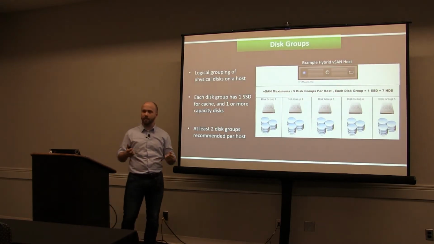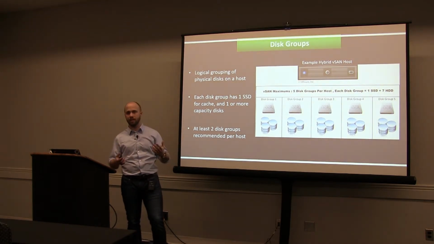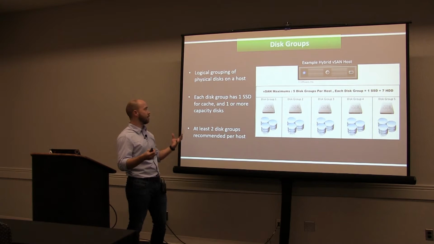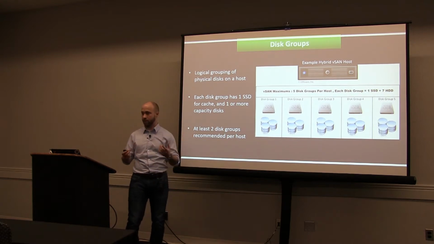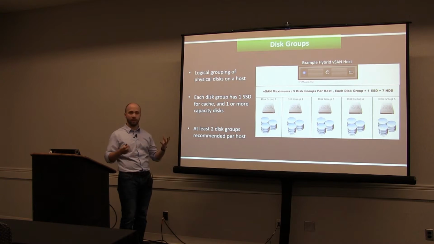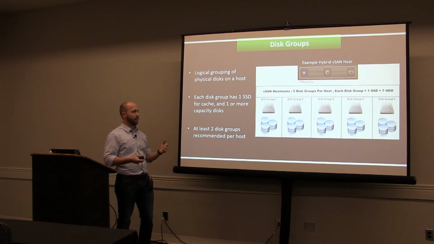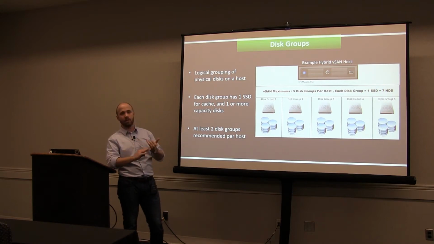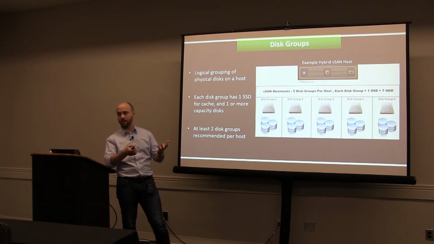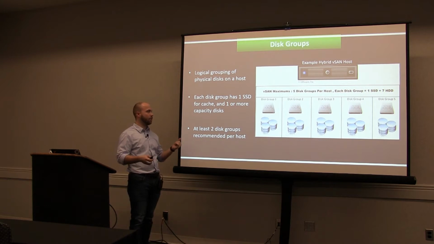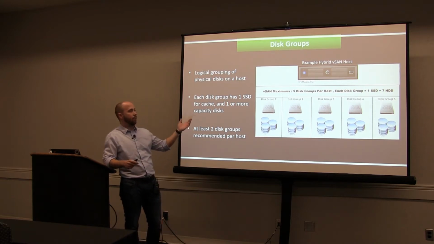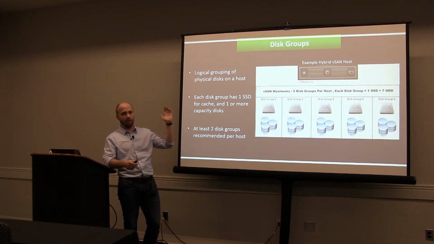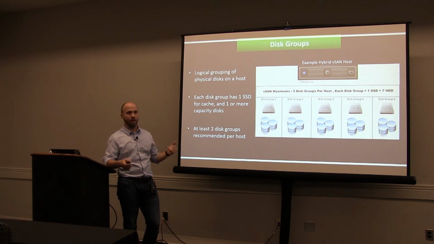The way vSAN aggregates the physical disks in a host, it creates what it refers to as disk groups, and those disk groups are logical groupings of physical disks on a server. Each disk group on a vSAN data store has one solid state cache drive and then one or more either solid state or spinning disk capacity drives. Each host is going to have at least 1 but up to 5 disk groups, just depending on what hardware you want to buy. I personally would recommend going with at least 2.